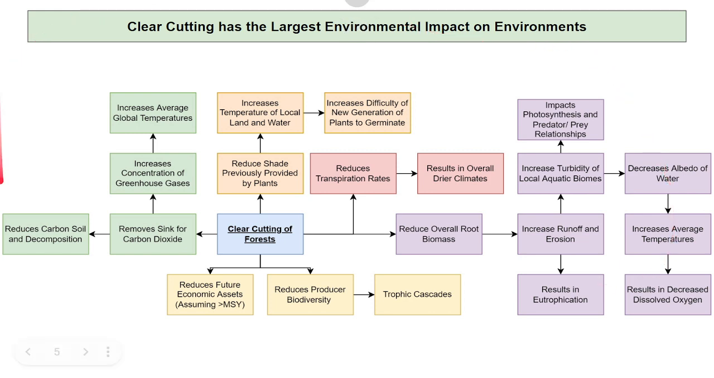So we can see all of these impacts that are caused by clear cutting. Now, I understand there's a lot of new vocabulary here, like eutrophication, dissolved oxygen. It's okay. We're going to get through all of this by the end of Unit 5.